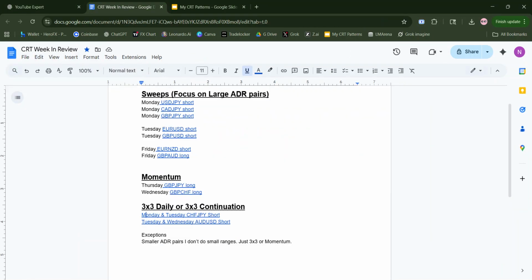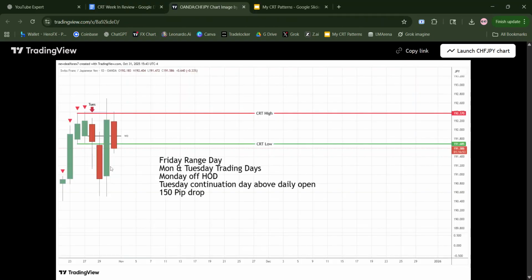So let's see what Swiss Yen did. So you had 1, 2, 3 candles up right here. It poked above the high. Tuesday was the continuation day. Had a 150 pip drop right here. That was Tuesday, and it also kept dropping before it did retrace. So you take what you can get. But Tuesday was the trading day.